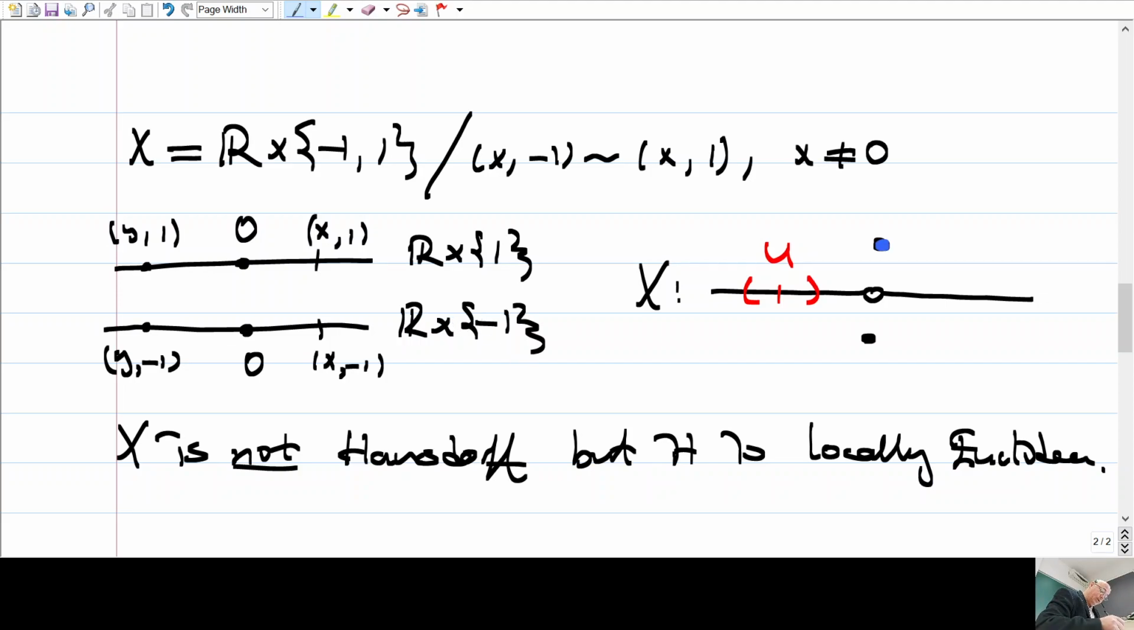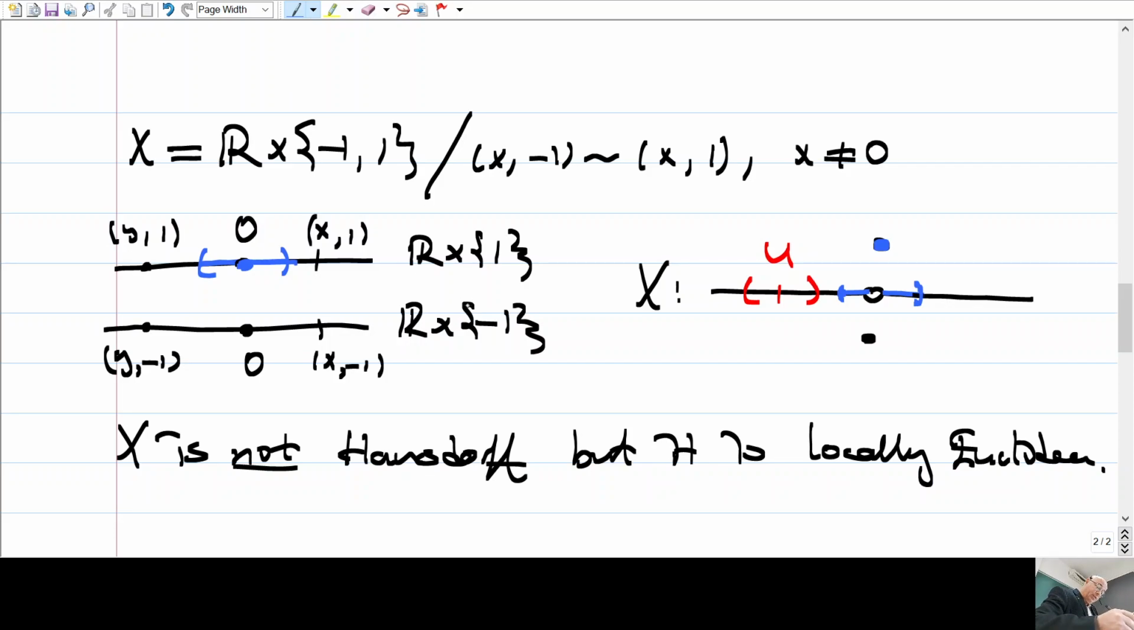Let's say this point. This point also has a neighborhood which is homeomorphic to some open subset of R. What is that? Well, it is nothing but the image of this. So it's something like this: I have this point plus these two half intervals. It is a copy of this open interval, homeomorphic to this open interval. So this origin, one of the origins, has a neighborhood which is homeomorphic to some open subset of R. What about the other one?